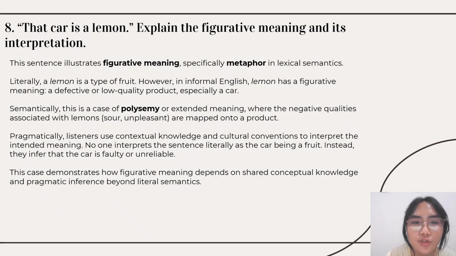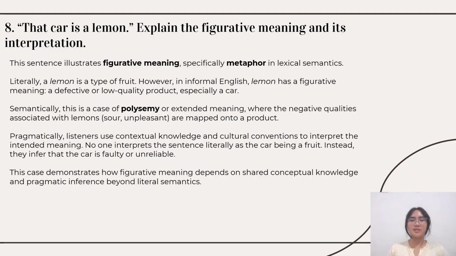This sentence illustrates figurative meaning, specifically metaphor, in lexical semantics. Literally, a lemon is a type of fruit. However, in informal English, lemon has a figurative meaning: a defective or low-quality product, especially a car. Semantically, this is a case of polysemy or extended meaning, where the negative qualities associated with lemons, sour and unpleasant, are mapped onto the product. Pragmatically, listeners use contextual knowledge and cultural conventions to interpret the intended meaning.